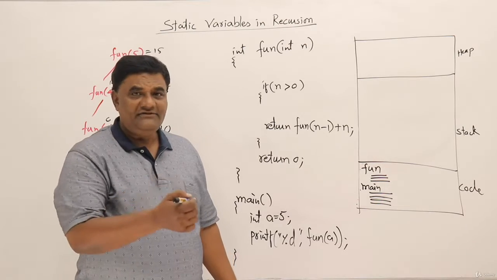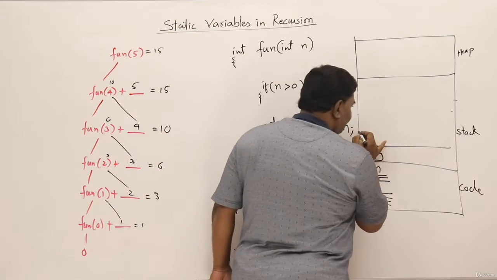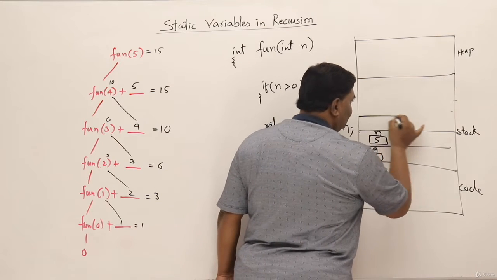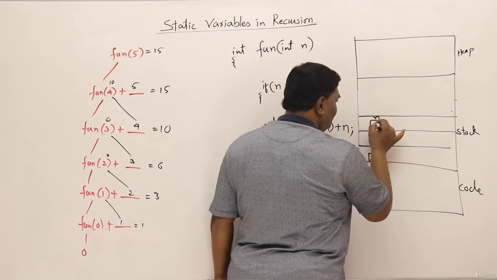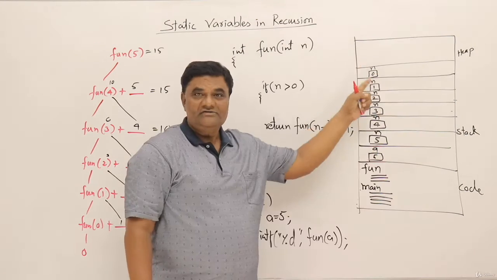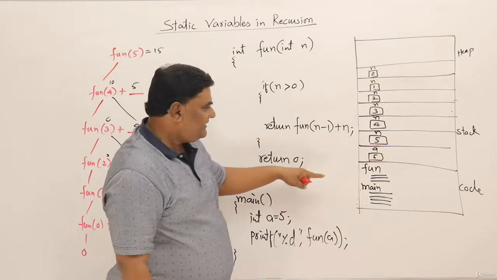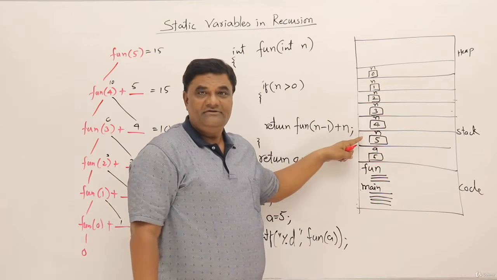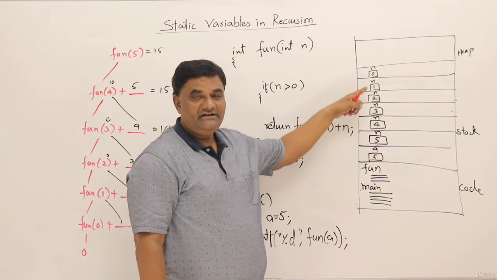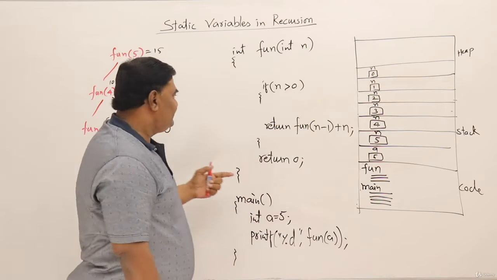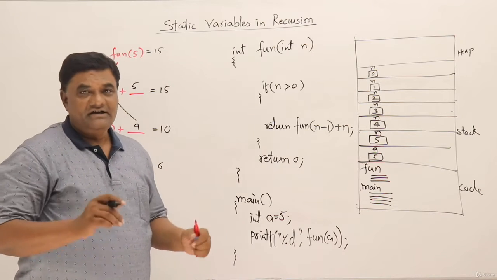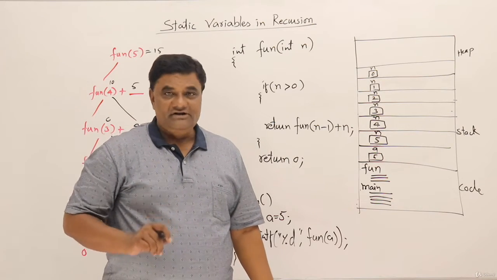Now let us see how the activation records are created. The activation records for fun will be created. Value of n will be 5. Then value of n will be 4, value of n will be 3. So this is how the stack is created. Every time for each call, a new variable will be created inside the memory and it will have its value. That is 5, then 4, then 3, then 2, then 1 and 0. So all these values are newly created every time whenever the function is called. This we are aware of as local variables of a function.